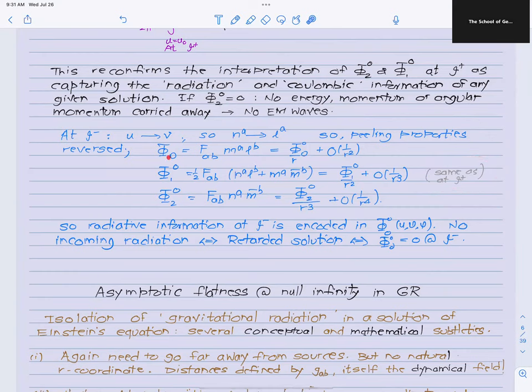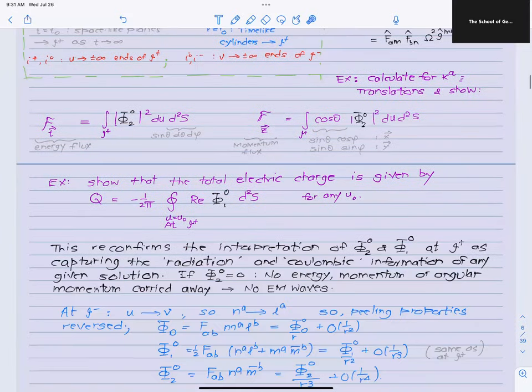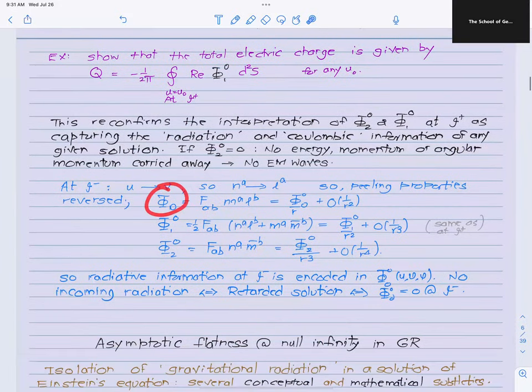Now it is phi naught, which has, in other words, m times l, which has the information about the radiation. I'm looking at retarded solutions, so I have some source up here, and I'm only looking at retarded solutions up here. If I want to say that, then I have to say that at scri minus there is no radiation field. So I say that phi naught at scri minus should be equal to zero. So by going to scri, we can really isolate these radiative degrees of freedom.